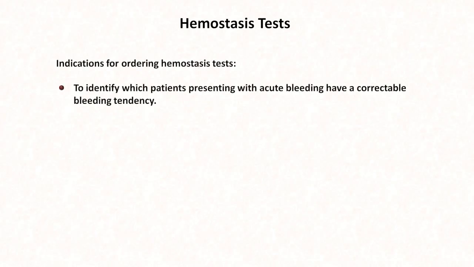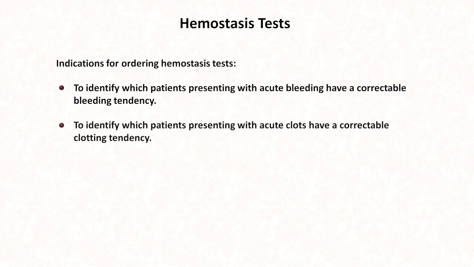Let me start by discussing the indications for hemostasis tests. To identify which patients presenting with acute bleeding have a correctable bleeding tendency, for example von Willebrand disease, hemophilia, and disseminated intravascular coagulation, just to name a couple.